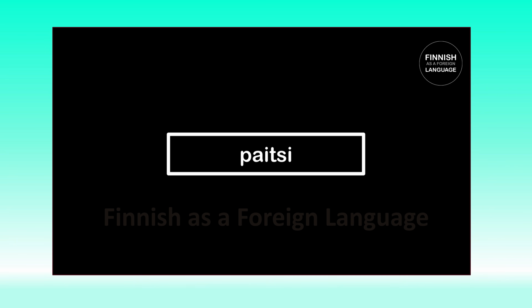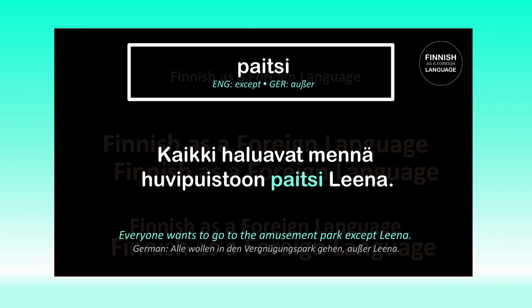One more. Paitsi. Paitsi means except. For example, kaikki haluavat mennä huvipuistoon, paitsi Leena. Means everyone wants to go to the amusement park except Leena. Let's go step by step. Kaikki means everyone. Haluavat is the third person plural present tense of haluta, which means to want. So kaikki haluavat means everybody wants.